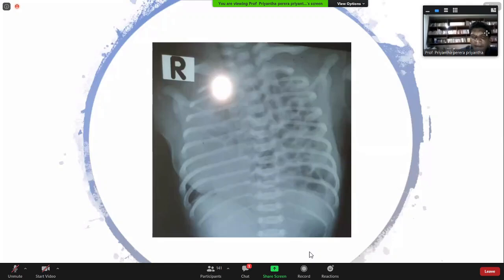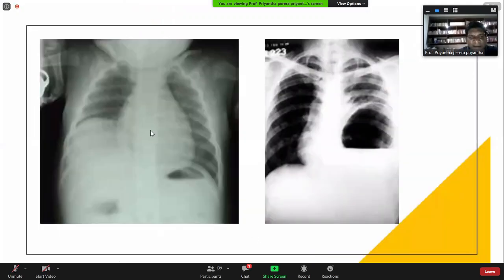So, in eventration, the bowel loops are in the thoracic cavity, but they are under the diaphragm, right? Not freely in the thoracic cavity. So this has a better prognosis than the diaphragmatic hernia, and usually you can do it as an elective procedure, right? So it's called eventration of the diaphragm.